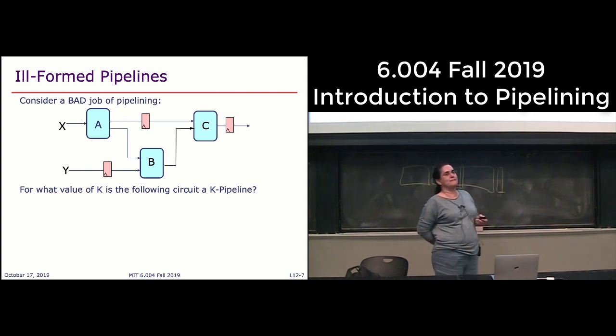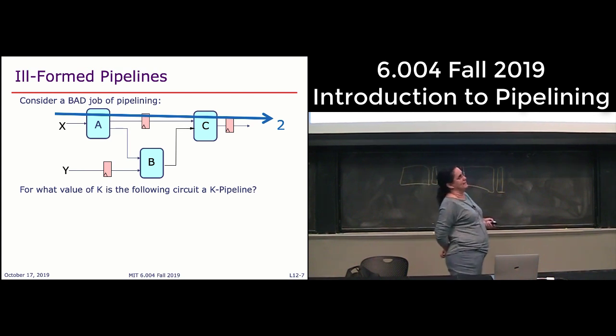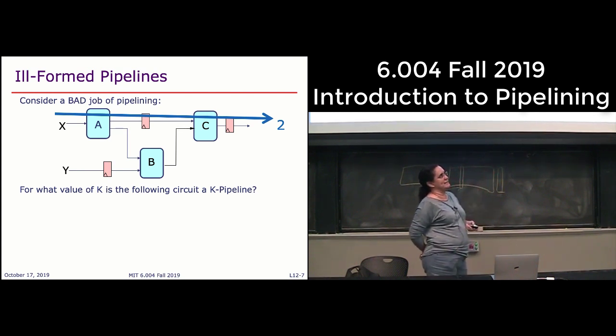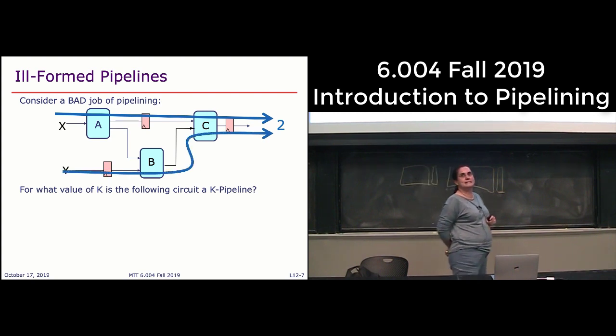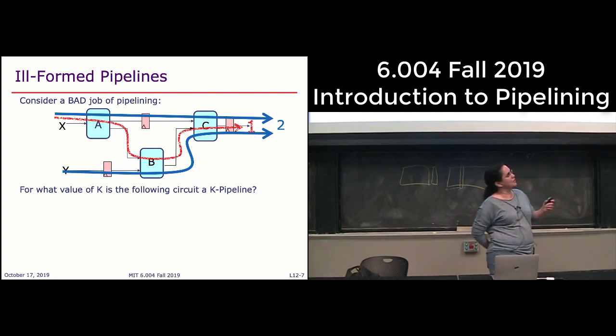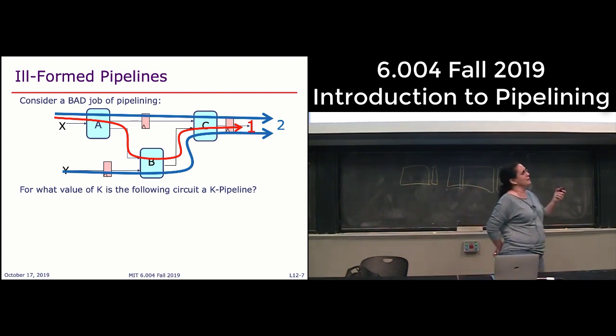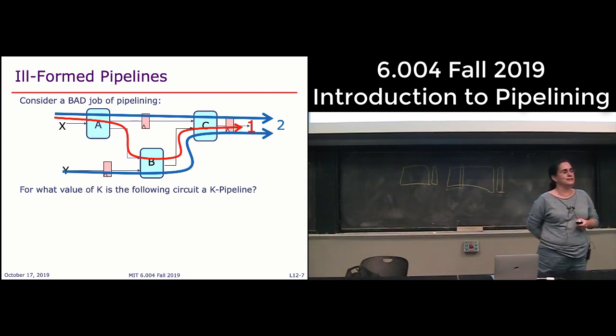If I look at every single input-to-output path and count the number of registers on it, I see that in this first path, I have 2 registers from X going through A and C. In this path, with Y going through B and C, I also have 2 registers. But what happens if X goes through A, B, and C? Here I only have 1 register, okay? So what's the implication of that?